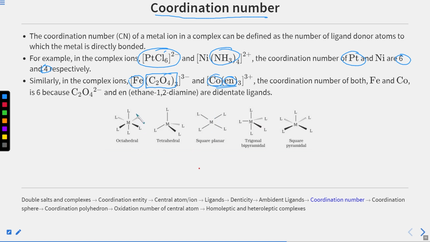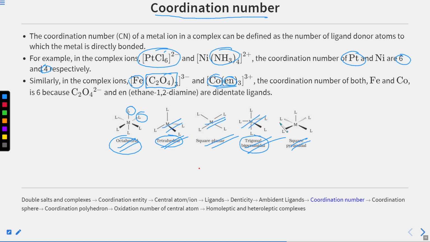Now the coordination number we have seen, it can be 6 or 4. So depending upon the coordination number, it will adopt various geometries. Here you can see we have 5 geometries. So for coordination number 6, we will have octahedral. For 4, we can have tetrahedral and square planar both.